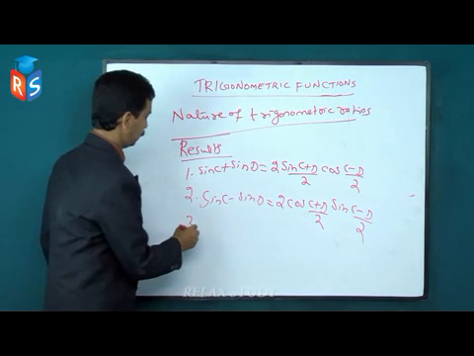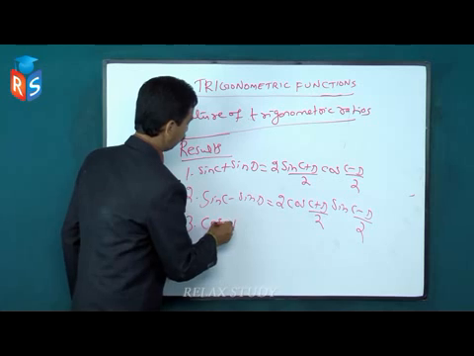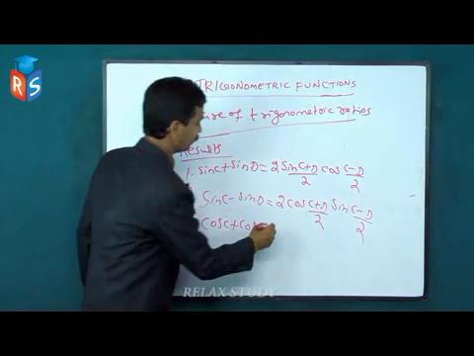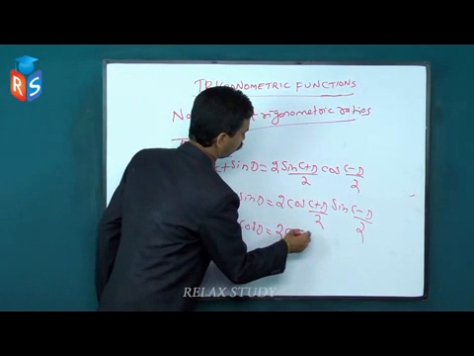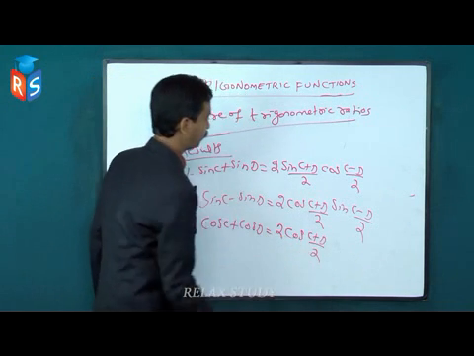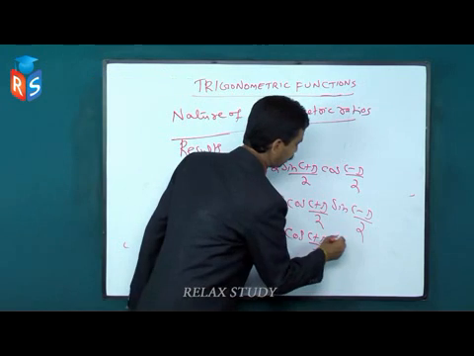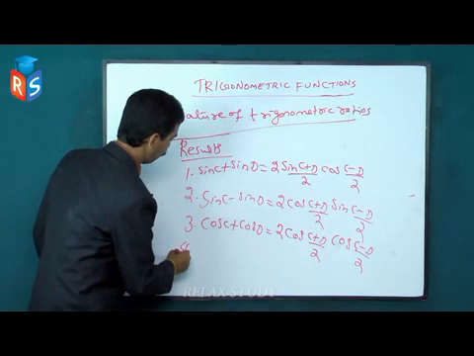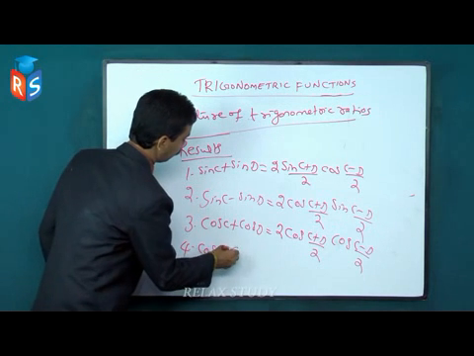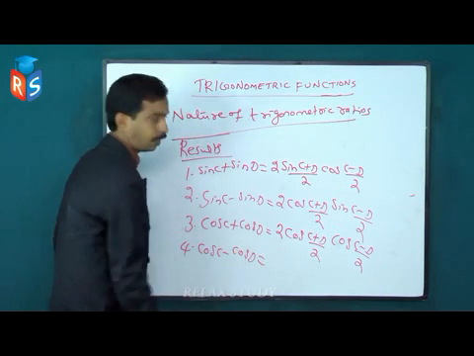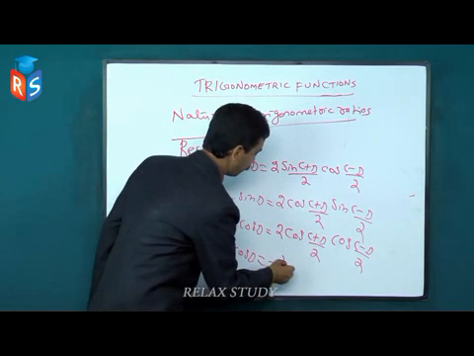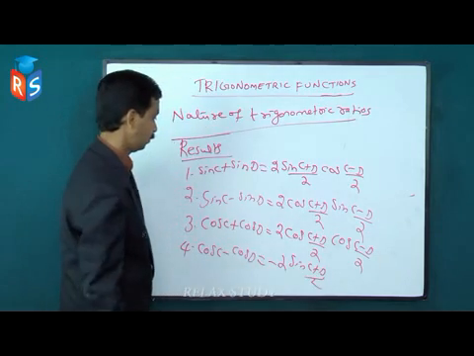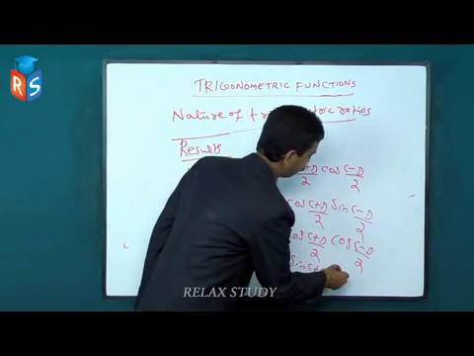Third one, cos C plus cos D equals 2 cos((C plus D)/2) cos((C minus D)/2). Then finally, cos C minus cos D equals minus 2 sin((C plus D)/2) sin((C minus D)/2).